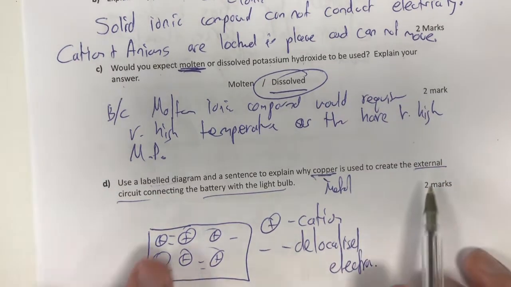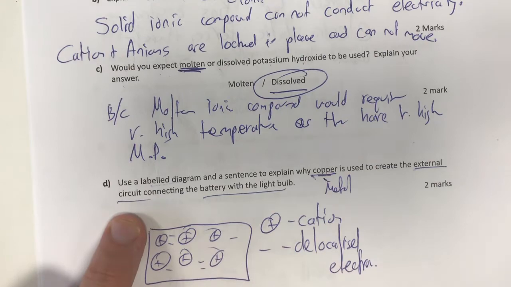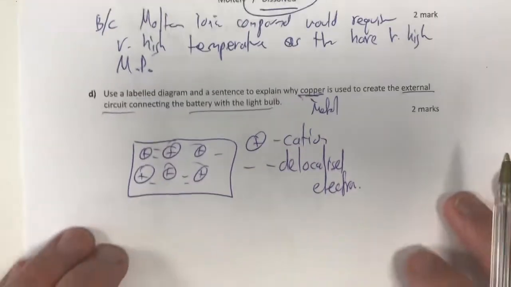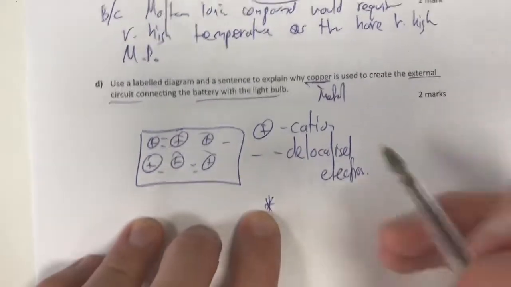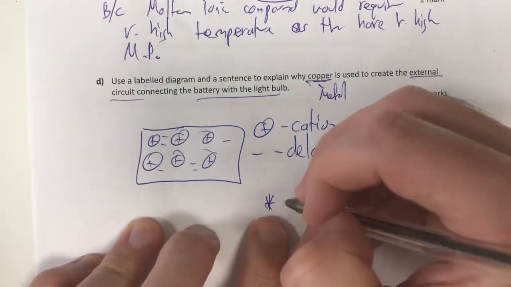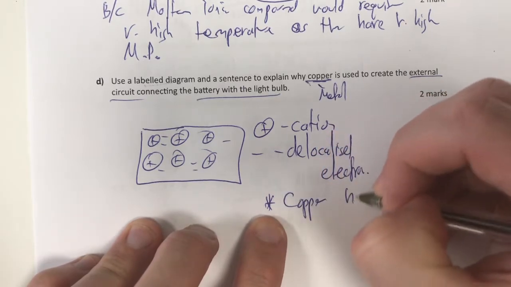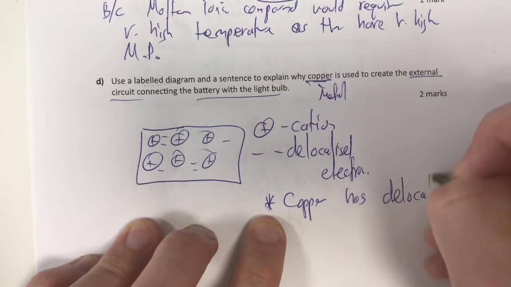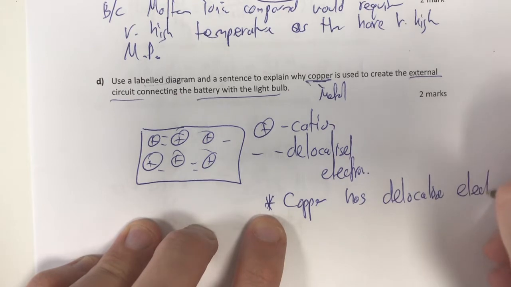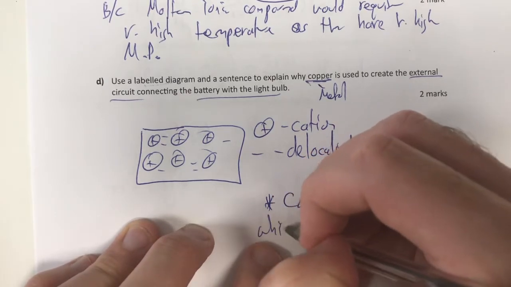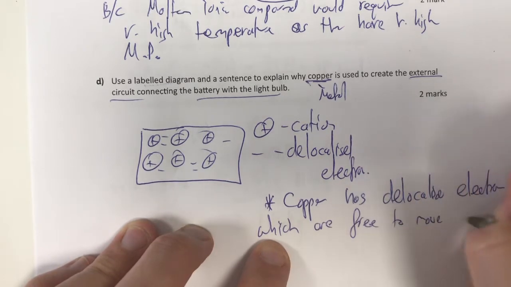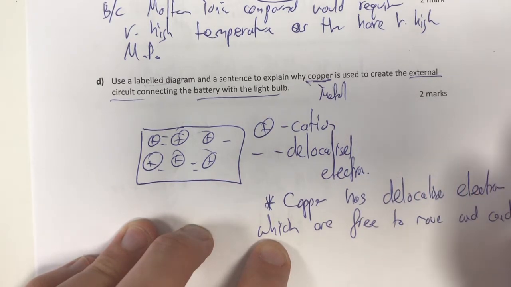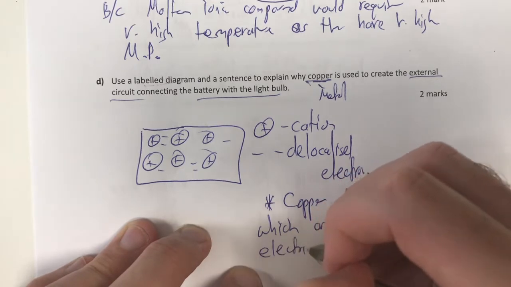Now, why can they be a circuit? Well, there's two reasons. I'm going to choose one of them and explain that, and then I'll talk about the other one. Firstly, this needs to conduct electricity. So why can these conduct electricity? The copper has delocalized electrons which are free to move and conduct electricity.